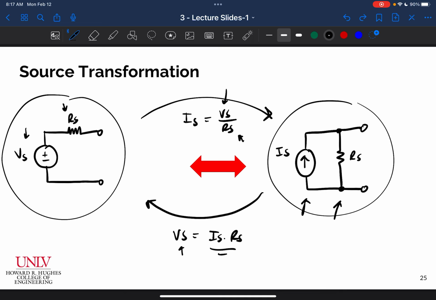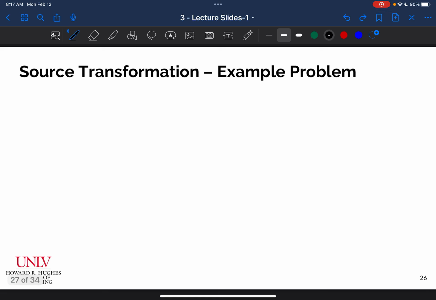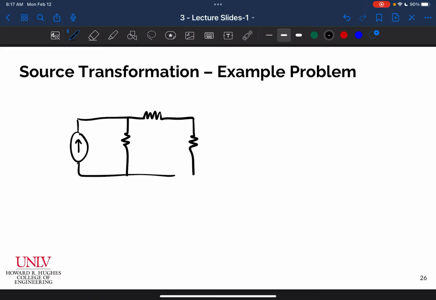It may not be obvious how this can help us. Why would I ever want to do this? Well, let me show you in a quick example. Let's say I have a current source here with a resistor in parallel. And then let's say I have another resistor here and a resistor here. And let's say I was interested in determining this node voltage here, let's call it Vx. I'll give some values: 1K, 2K, 5K, and then I'll put 10 milliamps right here. And I want to find Vx in this circuit.